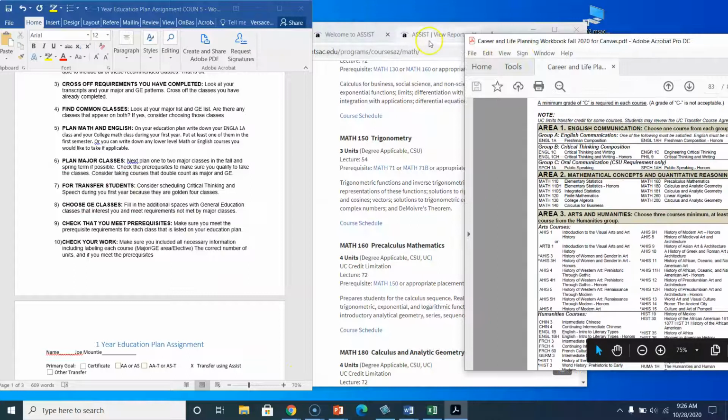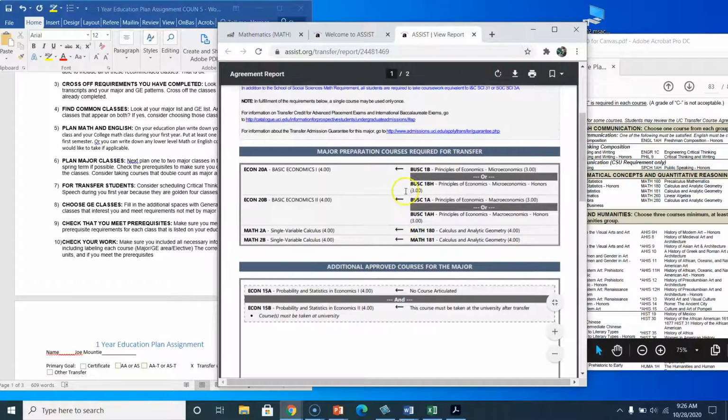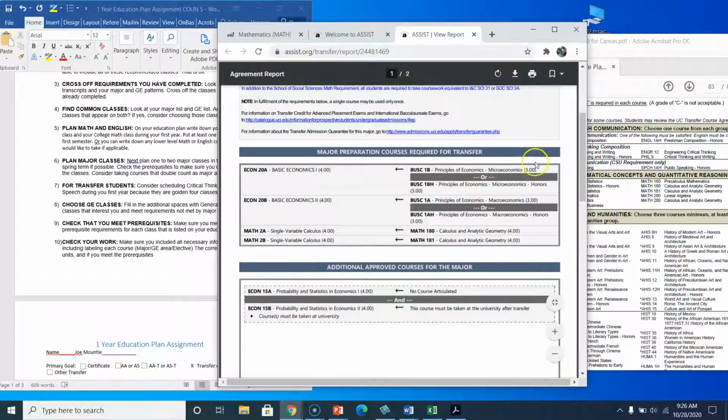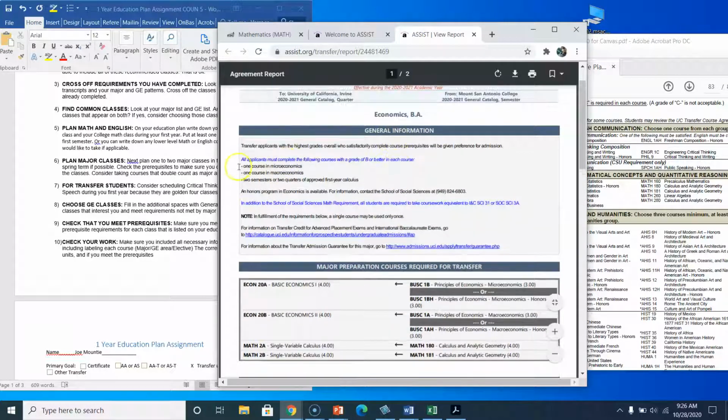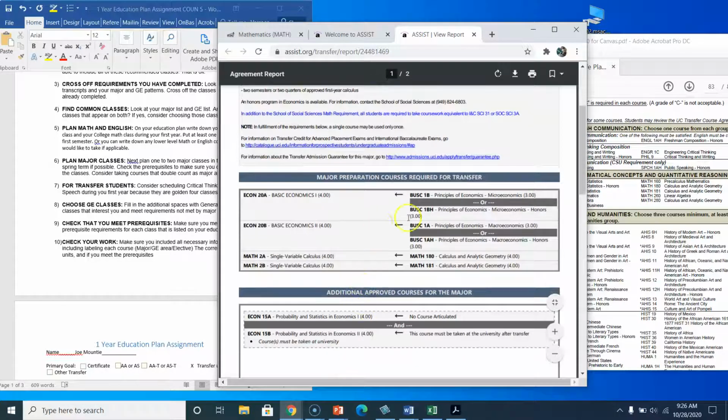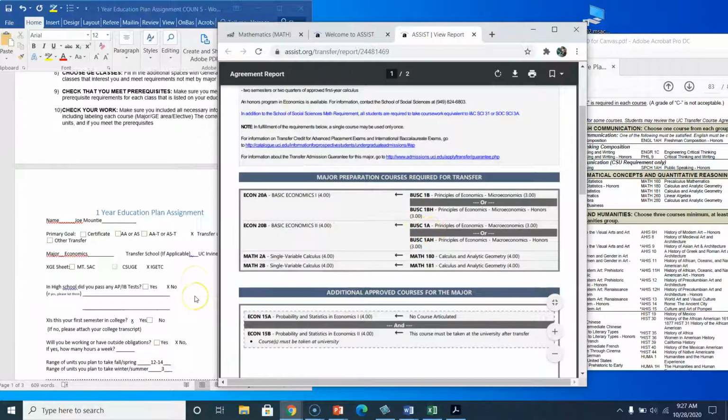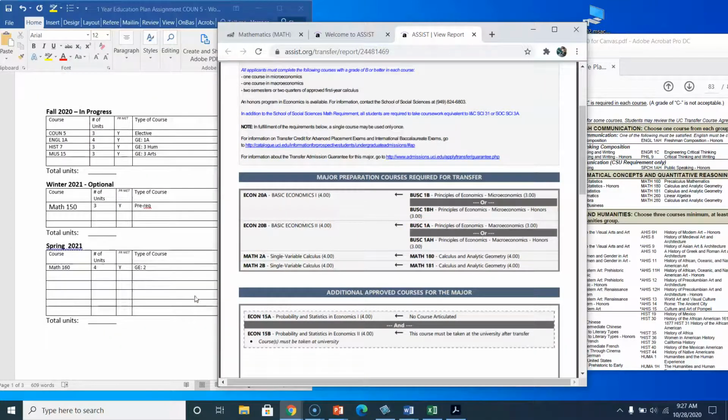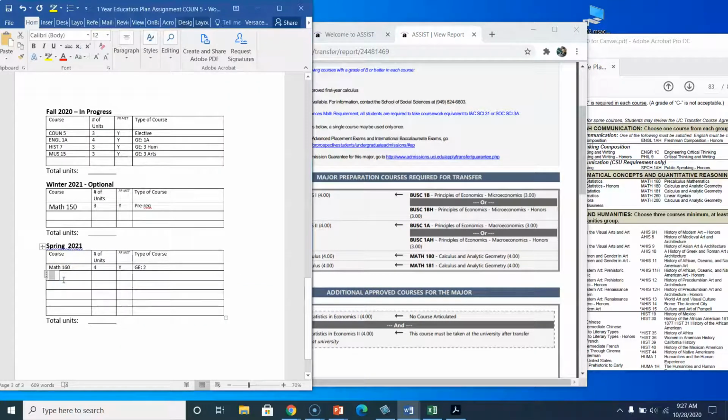We can go back over to our assist report. So we know econ is very important. I need a B in it or better. It says up here, you must have a B or better. So I'm going to put in business C 1A. And I'll put that in the spring.